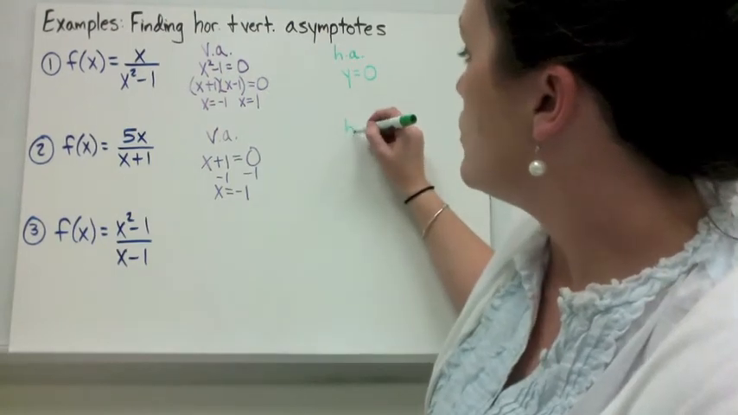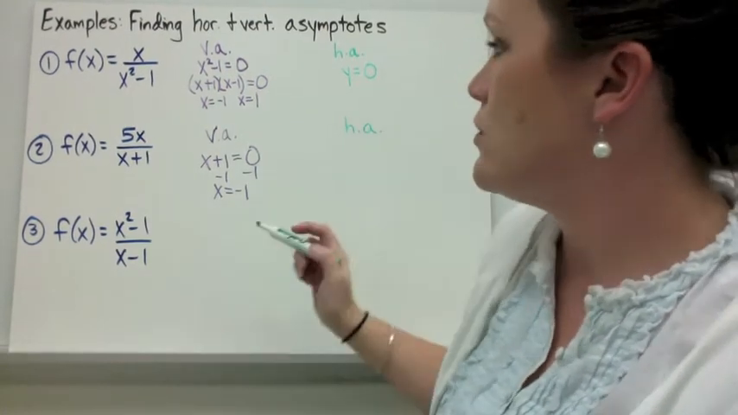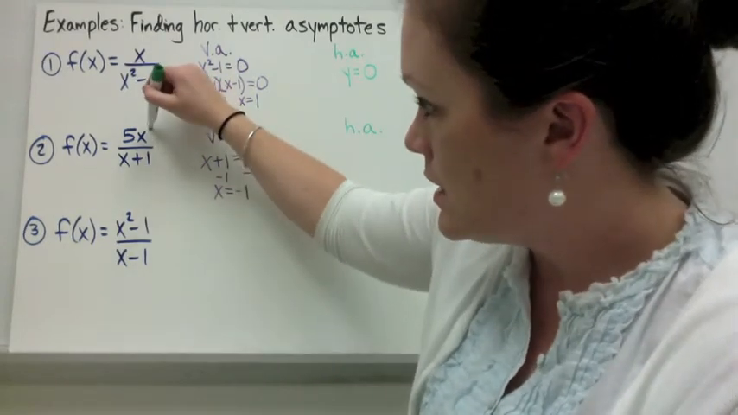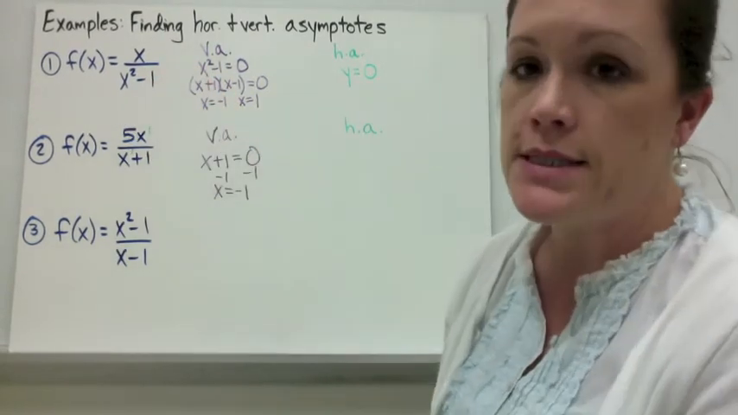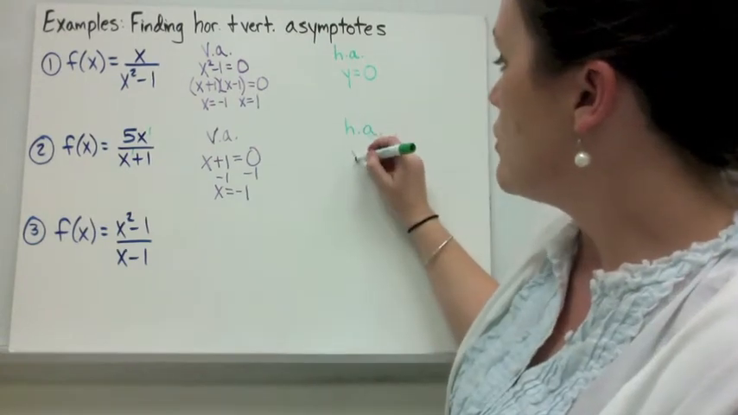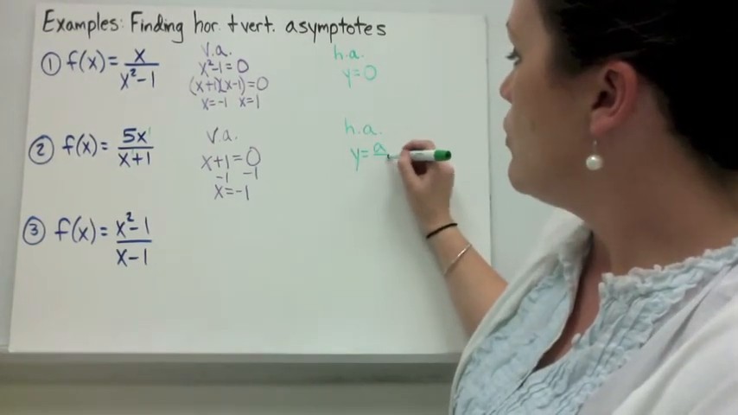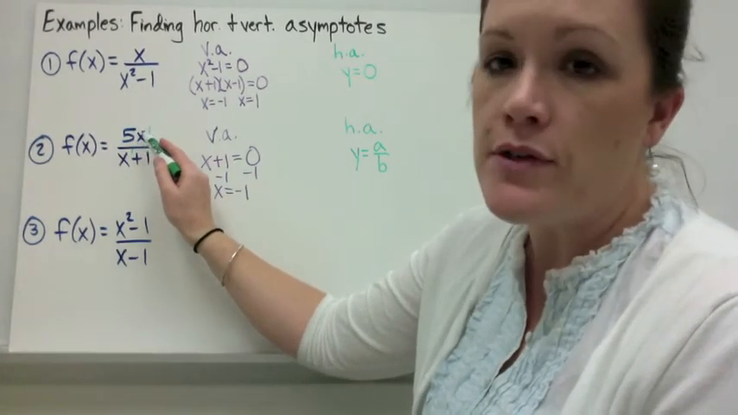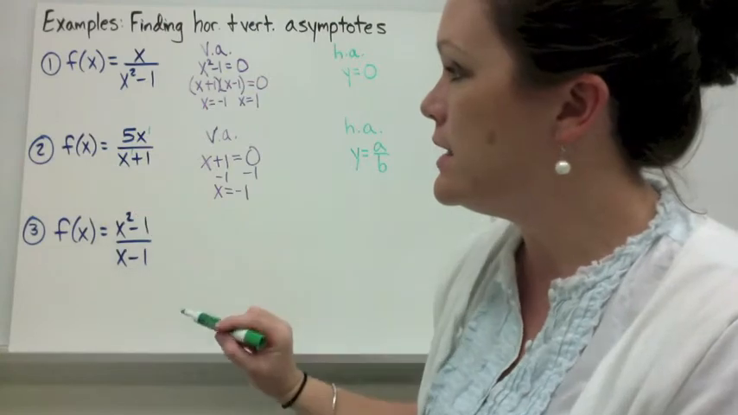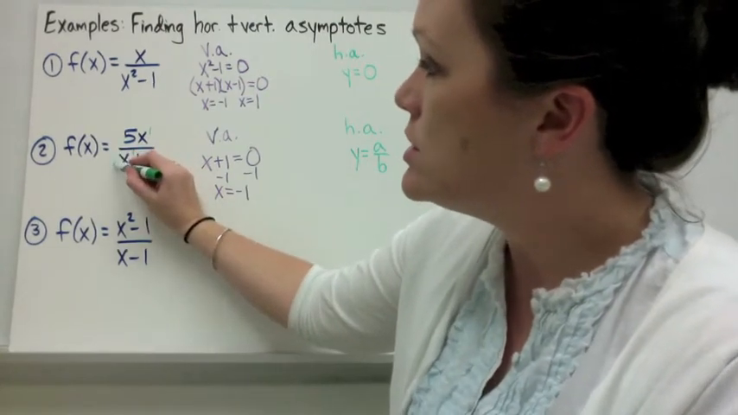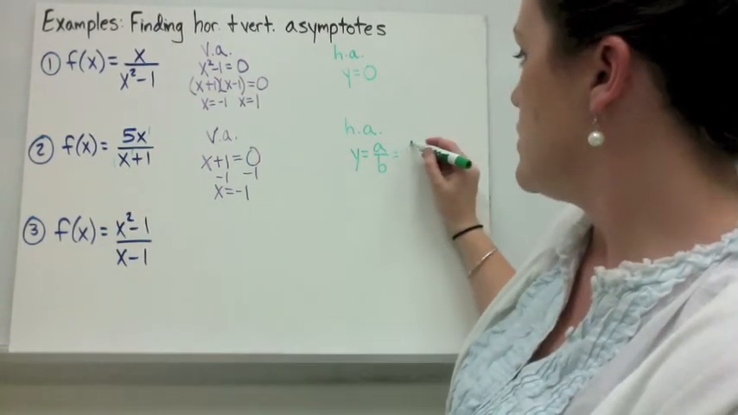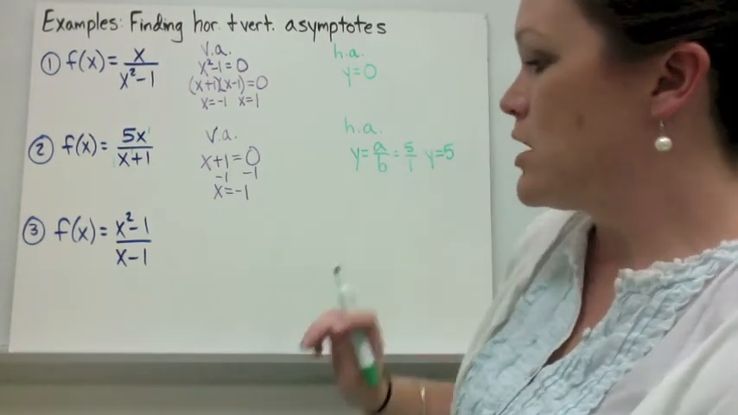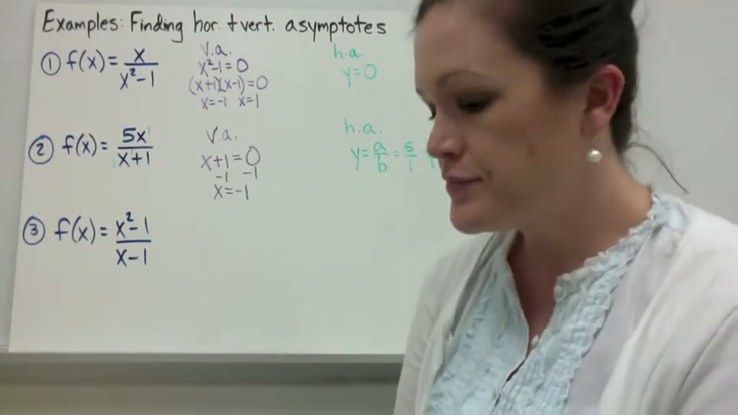Let's look at the horizontal one. For horizontal, again, we compare the degree in the numerator and the denominator. These technically have a degree of 1, so they have the same degree. When that occurs, we would say y equals a over b, and from our example, a is the leading coefficient in the numerator and b is the leading coefficient in the denominator, which in this case is a 1. So we would say that's equal to 5 over 1. So y equals 5 would be our horizontal asymptote for that graph.